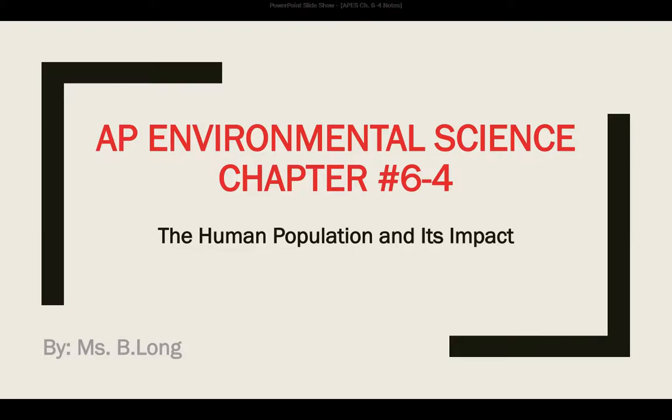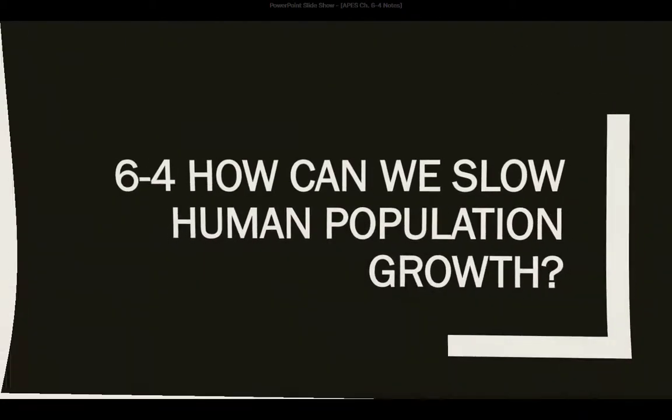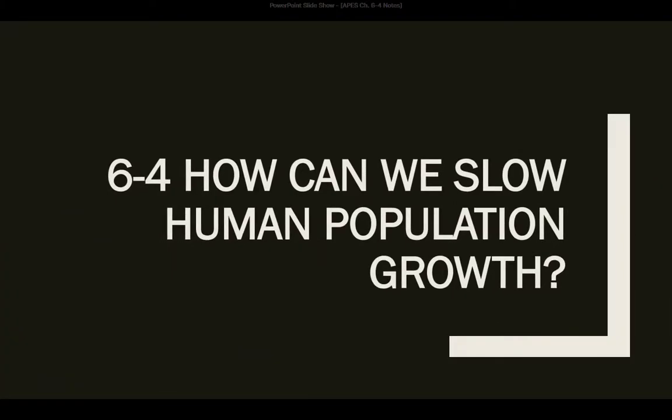This is AP Environmental Science, Chapter 6, The Human Population and Its Impact. This lecture will cover Section 4, How Can We Slow Human Population Growth?